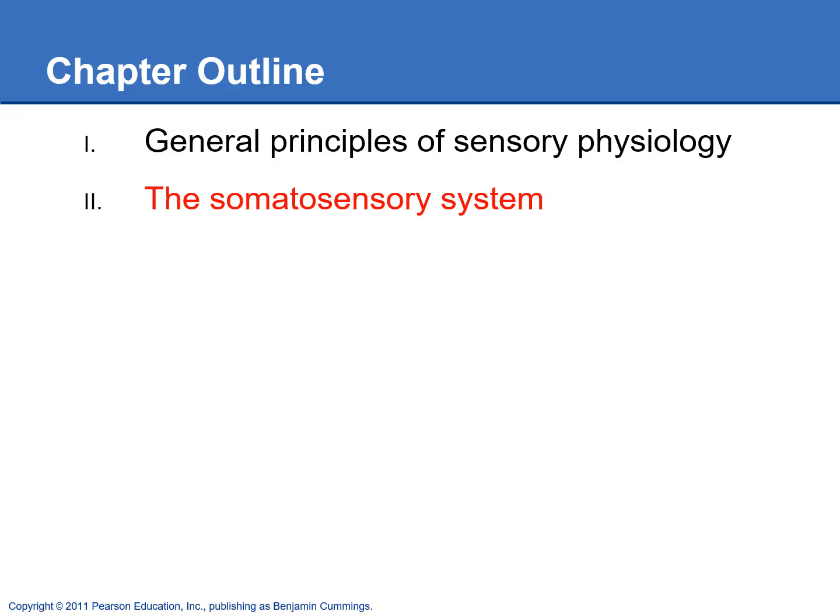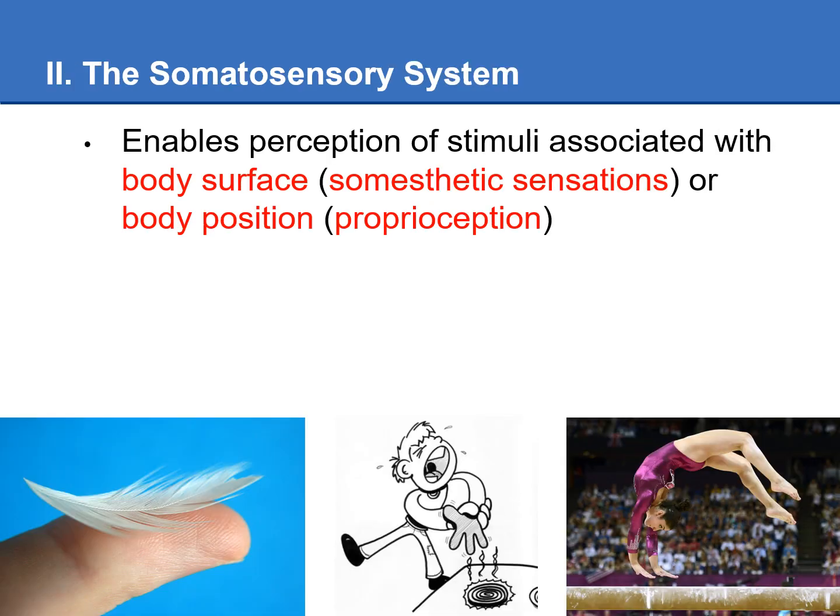We're going to look at the somatosensory system in this video. The somatosensory system includes two parts. There's the somatic sensations, which include sensations coming from the body surface. So this would be things like touch, pain, and then also temperature, so feeling things that are hot and cold. And then the other part would be proprioception. Proprioception is giving you information about your body position. So what position are your limbs in?